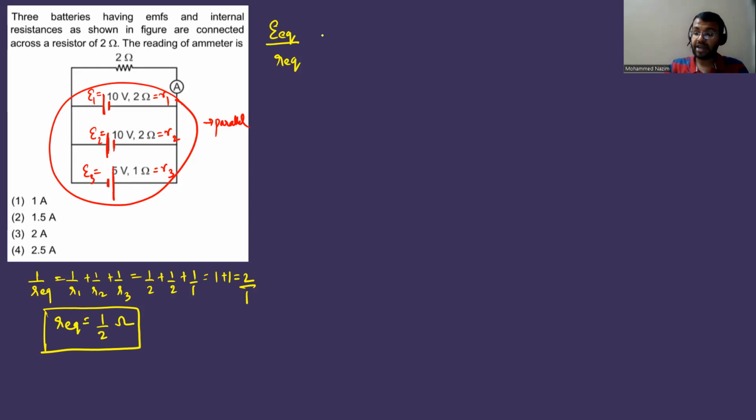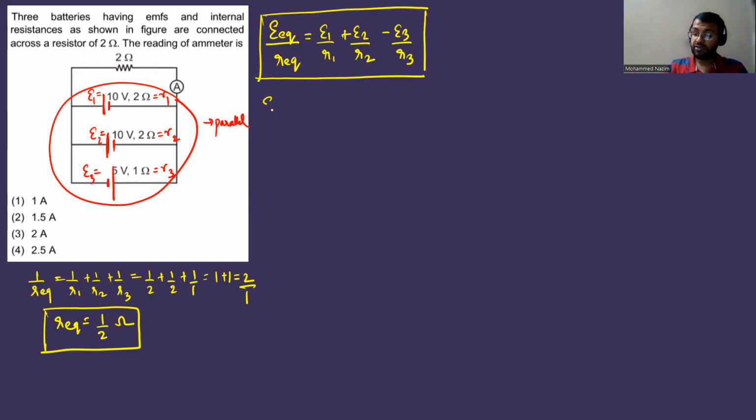E equivalent by R equivalent, the NCERT result, E1 by R1 plus E2 divided by R2. But because this cell polarity is reversed, we can use it as minus E3 by R3. So we can use this result to calculate the equivalent EMF. So equivalent EMF is going to be R equivalent will go this side, which is half into E1.